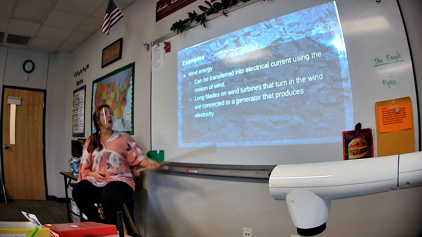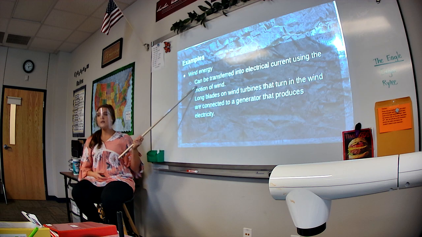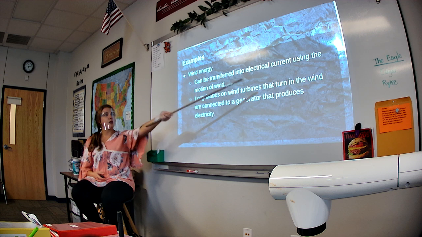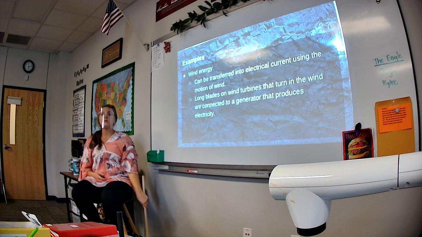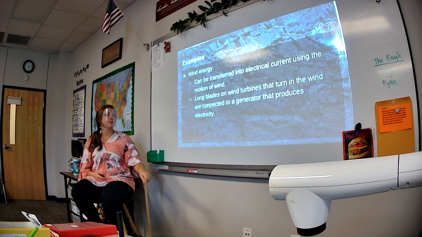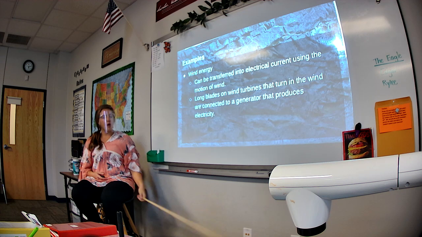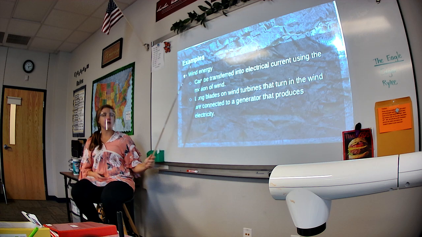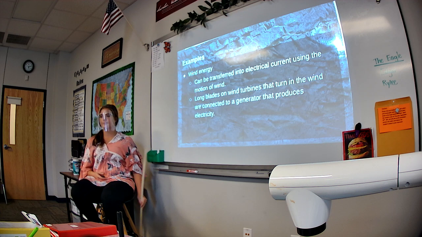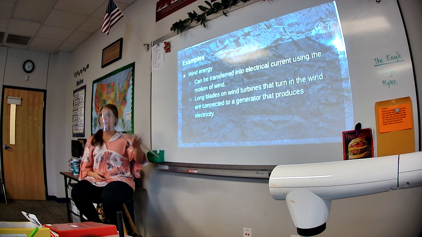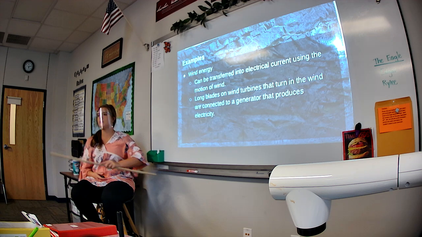All right, so for your notes, wind energy can be transferred into electrical current using the motion of the wind. Long blades on the wind turbine turn in the wind and are connected to a generator that produces electricity. So the wind moving those propellers creates motion, which is then transferred into energy.